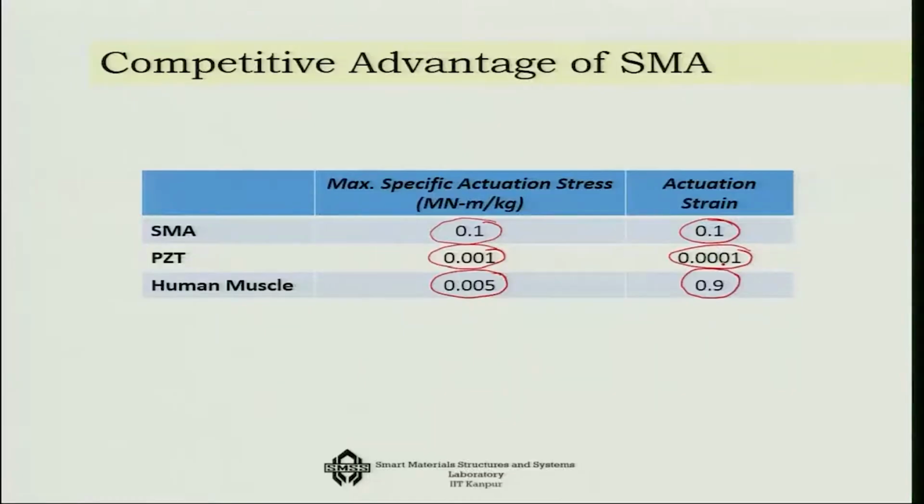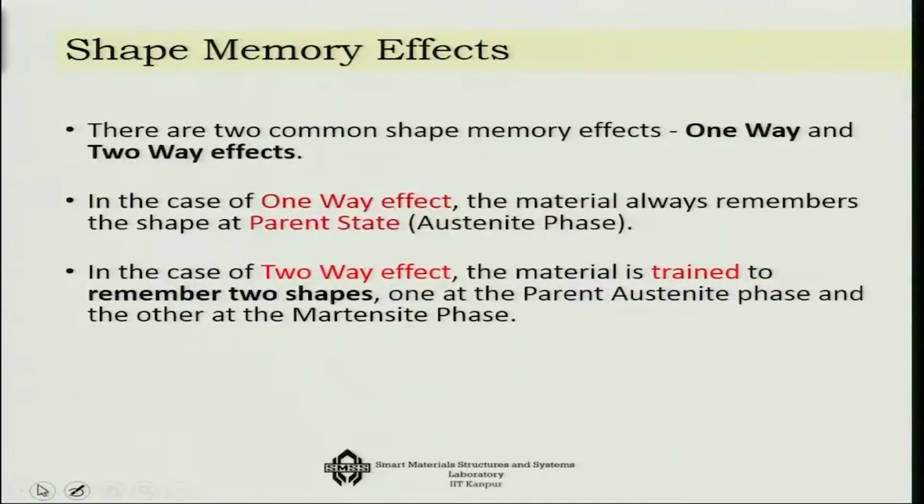So if you compare the capability of SMA as an artificial muscle with human muscle, from the stress point of view it is well above the human muscle, but from the strain point of view it still has to improve a lot. On the other hand, with respect to any other smart materials, it is far ahead.